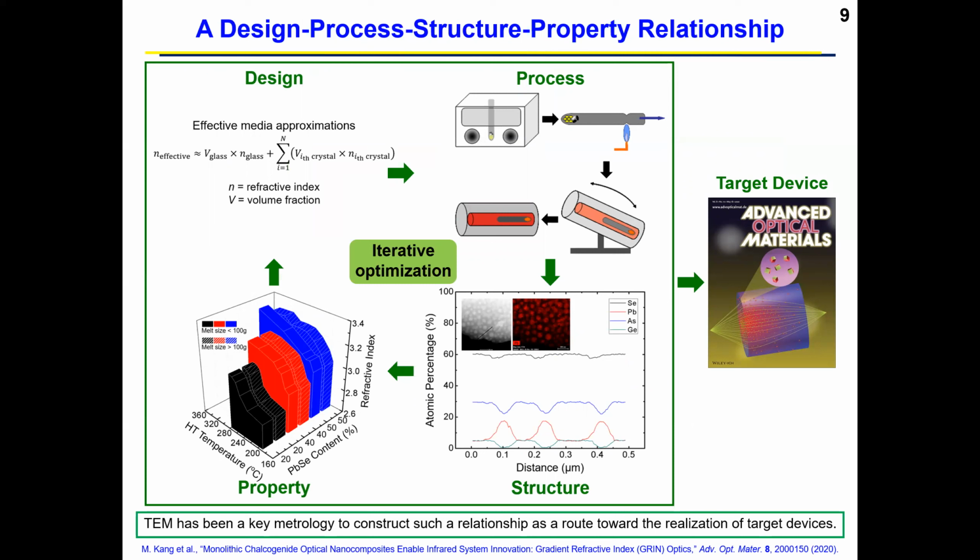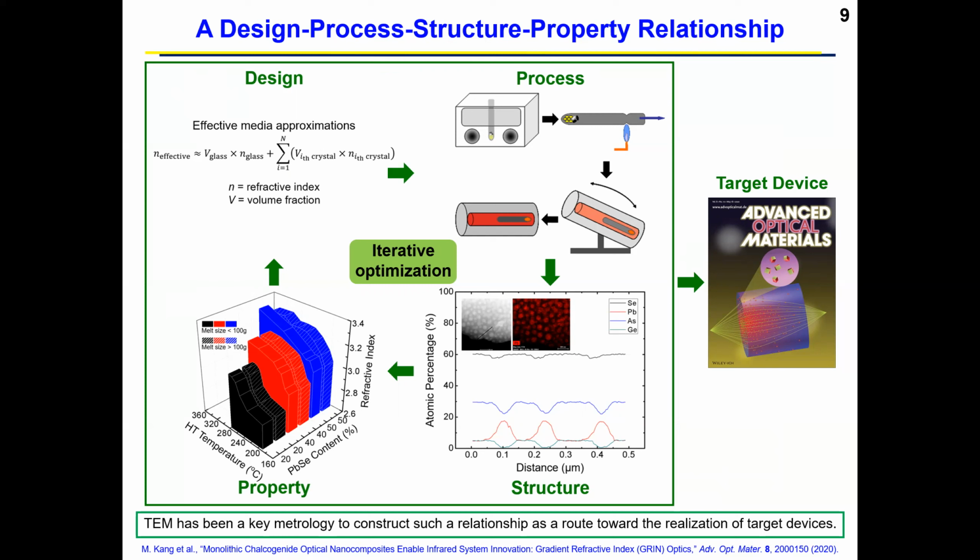So our approach has been to employ an iterative optimization process from design to process parameter to material structure to resulting property, thereby getting closer to ideal maximum performance. Here, knowing a predictive quantitative relationship of these stages would really allow us to efficiently and accurately realize the properties required for the target device.